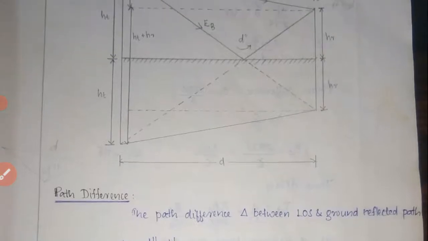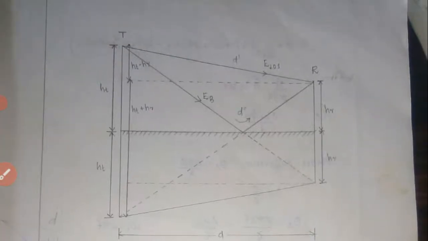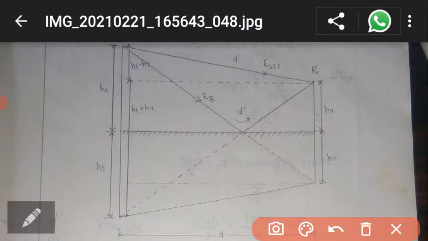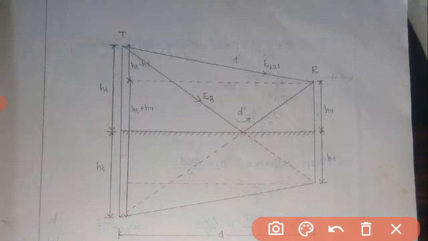Okay, so just consider this figure. Here we are drawing the mirror image of the original figure just to calculate the value of D dash as well as D double dash. First we have to find the D double dash value. When we draw the mirror image, we can say this distance is D double dash. So we have to find this distance.